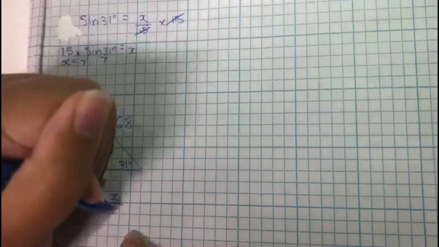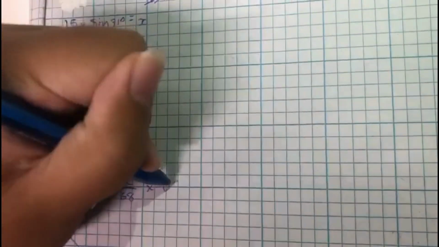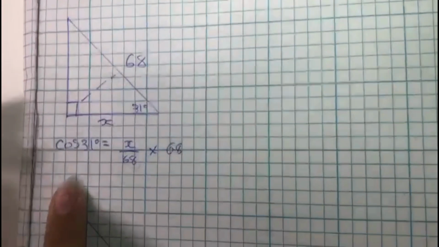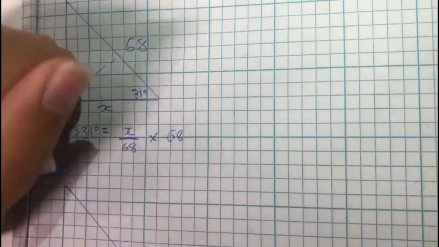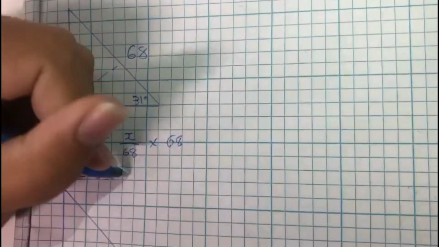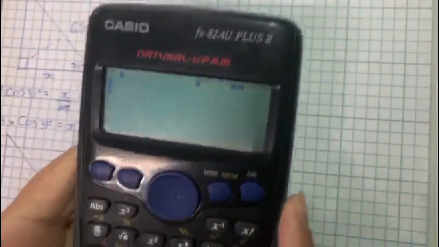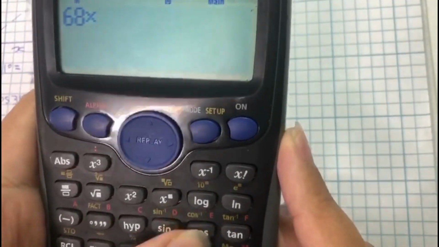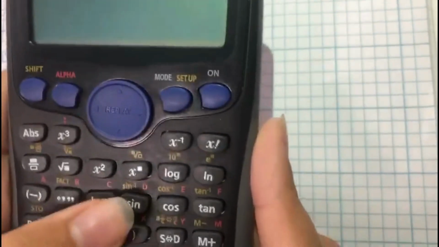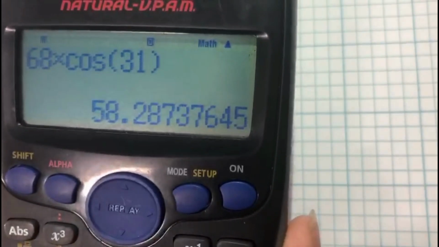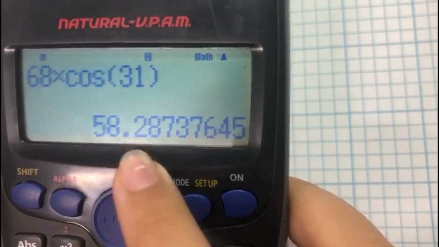over 68. Again, we want to cancel out the 68. To do that, you times it by itself. And what you do on this side, you have to do on this side. So we'll be timesing this by 68, which is 68 times cos 31 degrees, which will equal x, because we cancelled those two. On our calculator, we go 68 times cos, which is the cos. They should all be next to each other, so it's quite easy. 31 degrees, close the bracket, which equals 58.28. Because 8 is higher than 5, this rounds it up to 58.3.